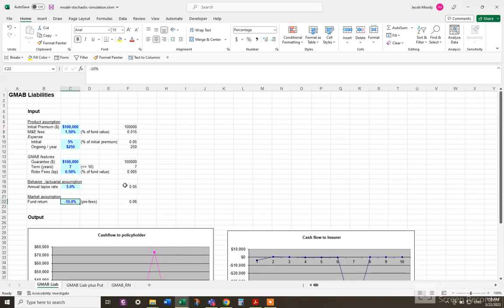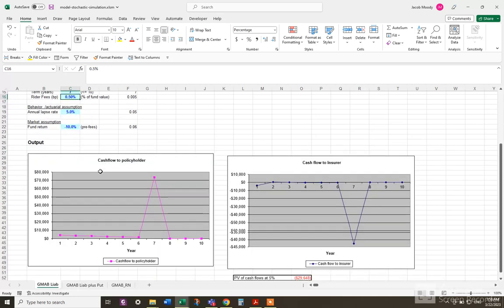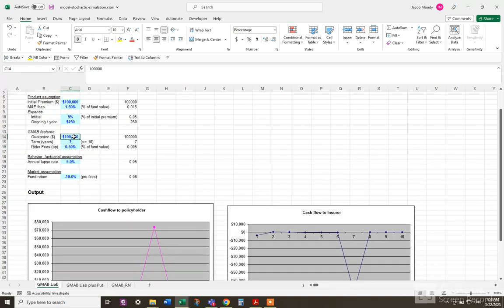I don't think it's including the GMAB here because the GMAB should be exercised. Actually, it might be because they are getting charged fees. It's kind of hard to say, but the policyholder is not happy either because they only get what's left in the GMAB. I'm guessing it's just the 100,000. And so just play around with these numbers.